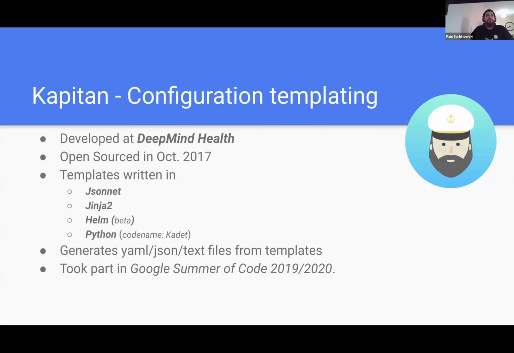So a very quick intro. Kapitan was developed in-house at DeepMind Health, which has now moved to Google. It was open sourced in October 2017. You can basically write your templates for your various components in 4 languages or input types at the moment. So Jsonnet is a very popular one, Jinja 2. Helm charts can be imported, and then their values can be overlaid with other specific values. And then Python, which gives you the full flexibility of the language to template any resource you want. Kapitan then generates YAML, JSON, or text files from these templates, which can be used in other applications.